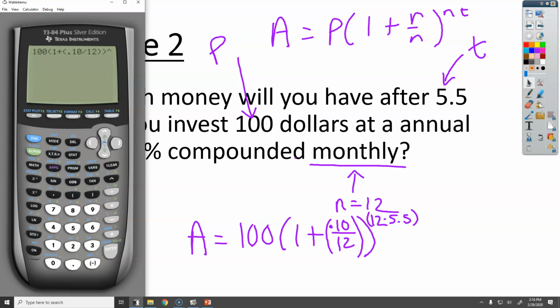In parentheses again. You have to speak the language of your calculator. It's a robot. It's programmed to hear things in a certain way. This is how you do it. 12 times 5.5. Close parentheses. And that, you've typed the whole thing in. And then push equals.